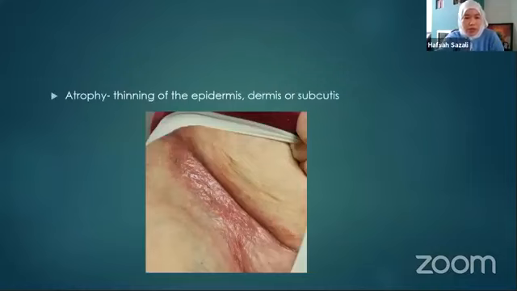In a way, we know that these are chronic pruritic skin conditions. Okay? So atrophy is thinning of the skin. You can have thinning in the epidermis, dermis, or subcutis. When you have thinning of the epidermis, you can see cigarette paper wrinkling on the skin, and you can see a shiny appearance as well. But when there's thinning of the dermis or subcutis, there's a visible depression on the skin. You can see epidermal thinning in this picture.